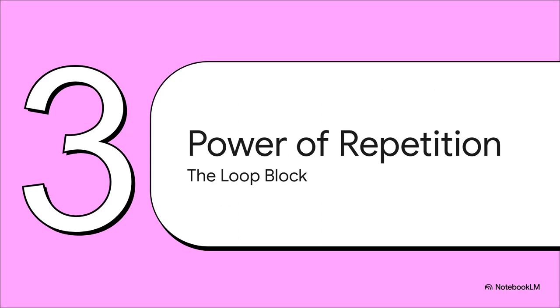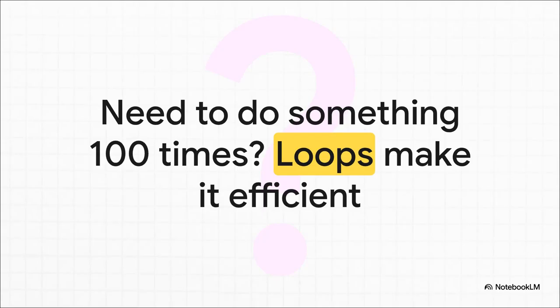Right. So our code can give commands, and it can make decisions. But the real superpower of computers, the thing they do better than anything, is doing stuff over and over and over again without ever getting tired or bored. This is where our next building block, the loop, comes in. I mean, just imagine you needed to print the numbers from 1 to 100. Are you going to write 100 different print commands? No way. That would be a total nightmare. It's slow, it's messy. There's got to be a smarter way to do it.